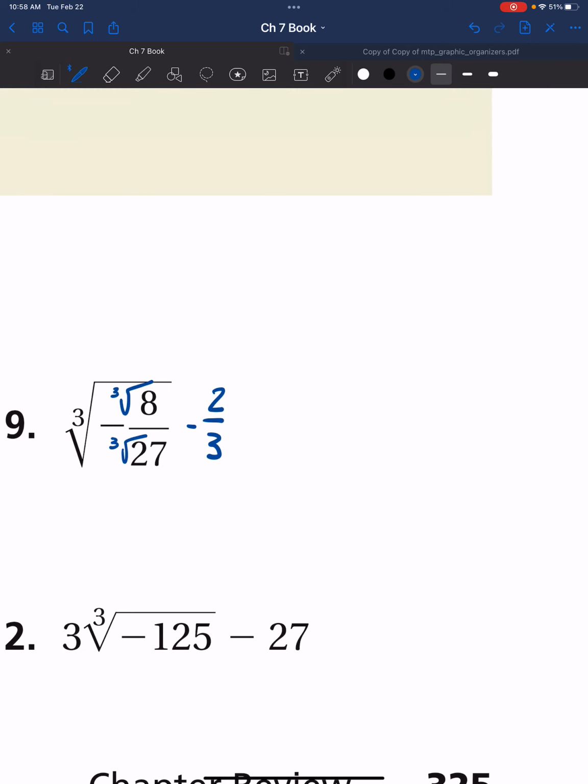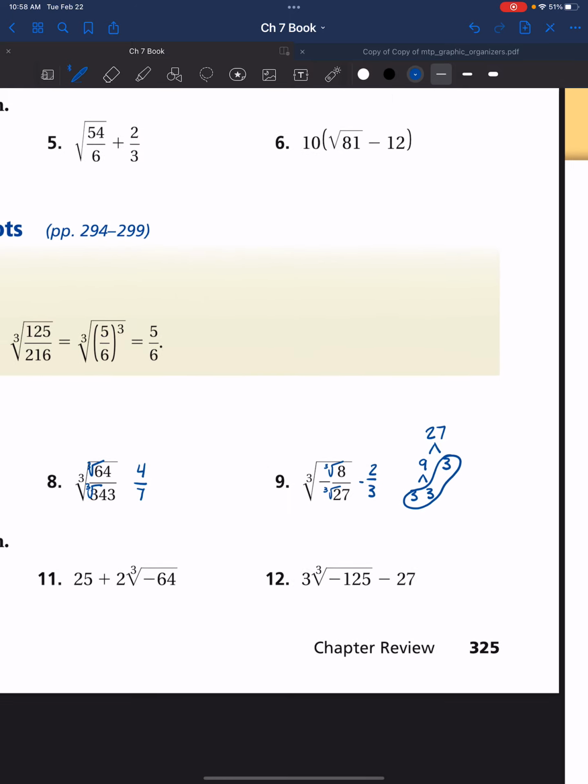So if you didn't know, a factor tree for 27: what times what is 27? 9 and 3. And then can I break my 9 down into 3 and 3? Yeah. So I know 3, 3, 3 equals 27. Okay, let's go ahead and move on.